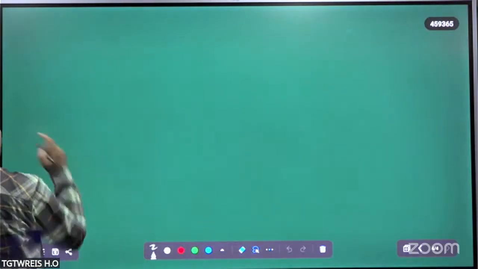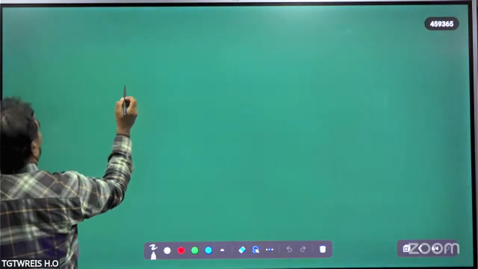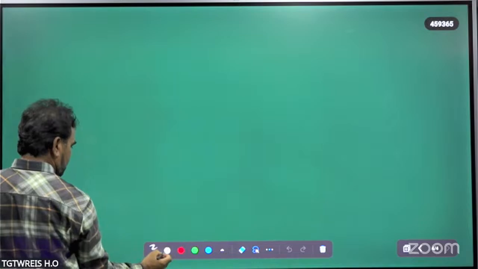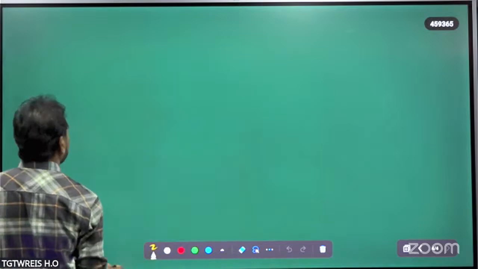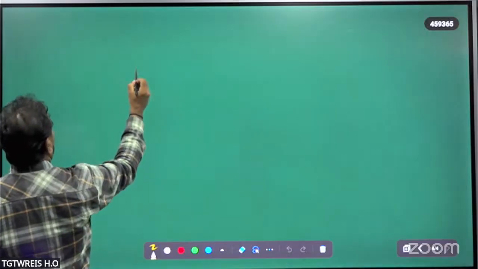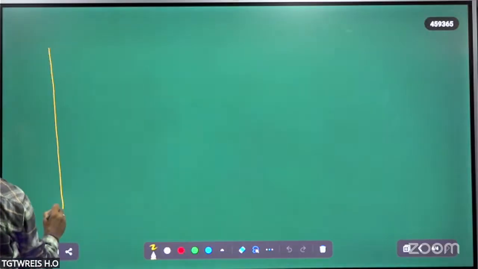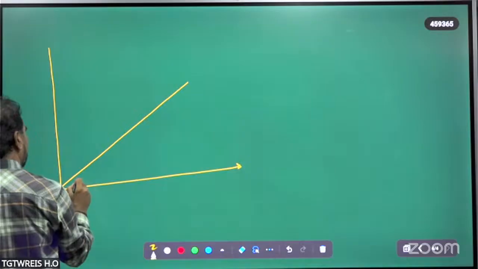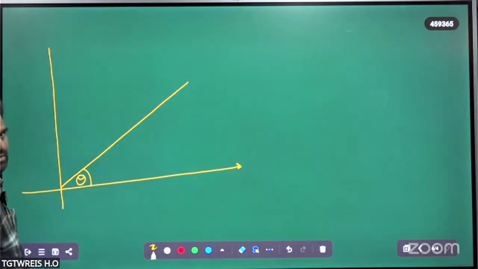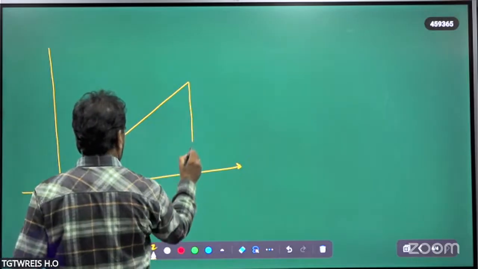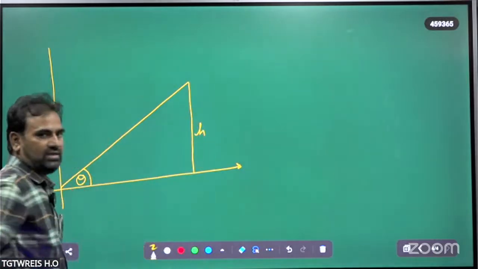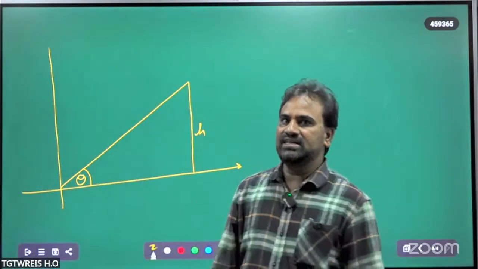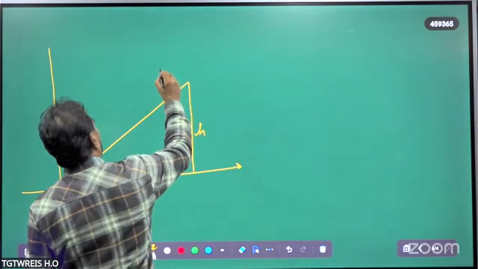Suppose consider an inclined plane. This is an inclined plane, of inclination theta, which has a height h.